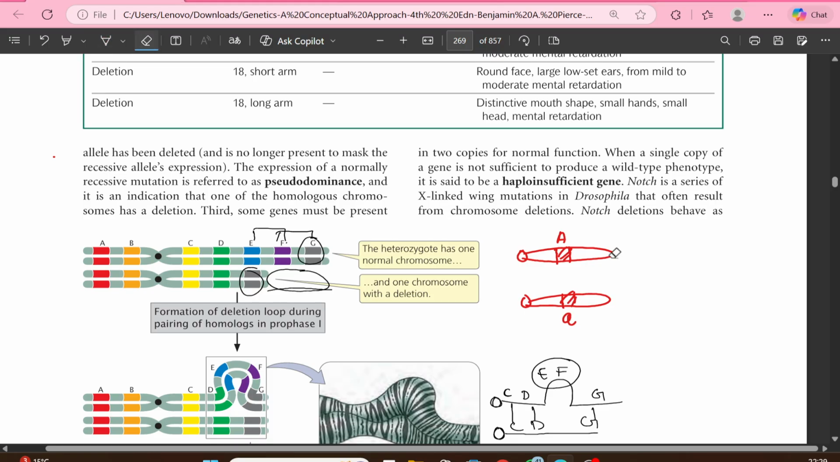Now due to some deletion this capital A got removed. Now only small a is there, so it will be expressing itself. In that condition this capital A has been removed and only the recessive now expresses. This is called pseudodominance. So this is another phenomenon which is associated with deletion.